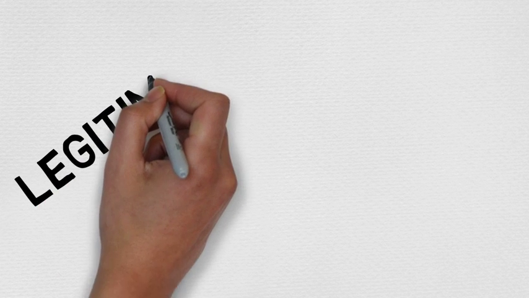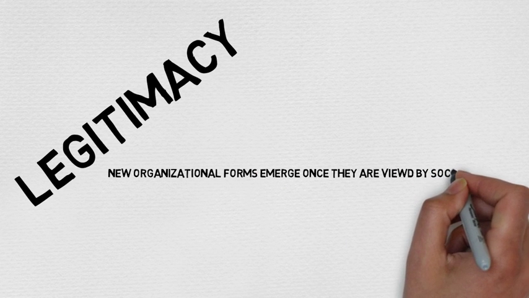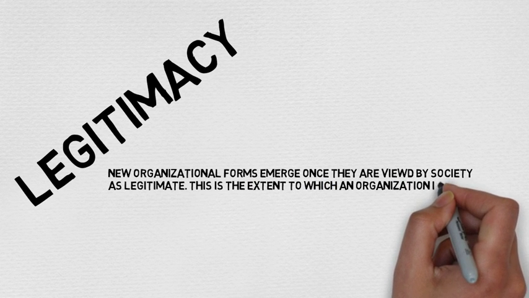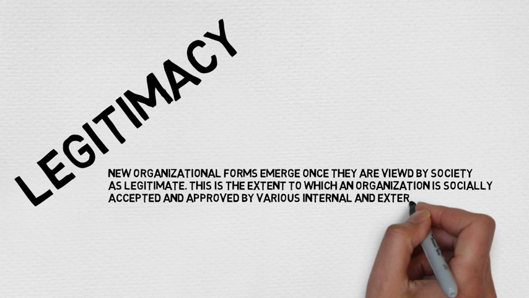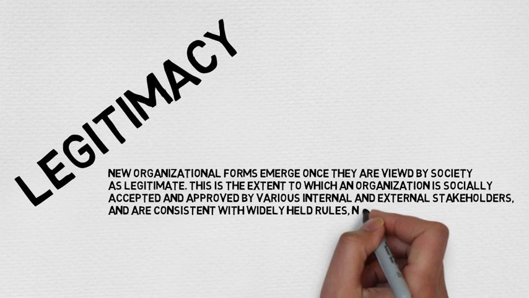Legitimacy is also an important assumption in institutional theory. New organizational forms emerge when they are viewed by society as legitimate. This is the extent to which an organization is socially accepted and approved by various internal and external stakeholders, and is consistent with widely held rules, norms, and beliefs.